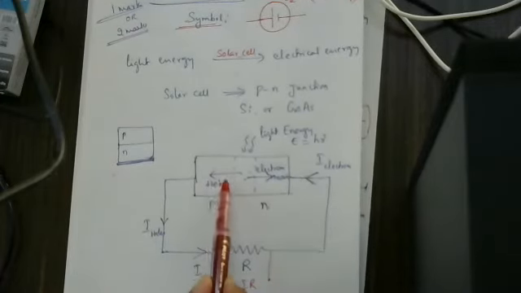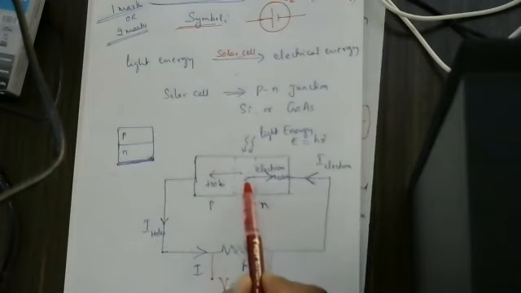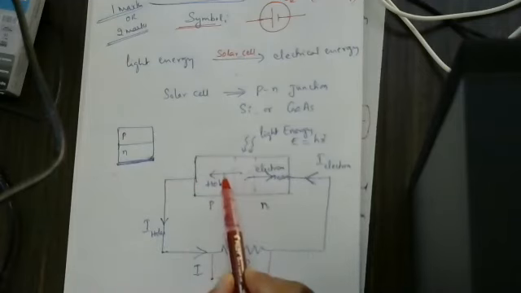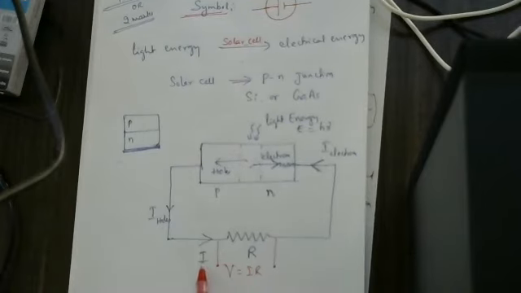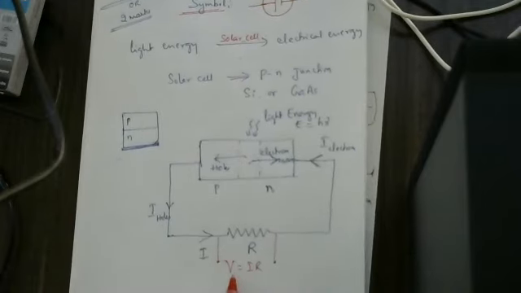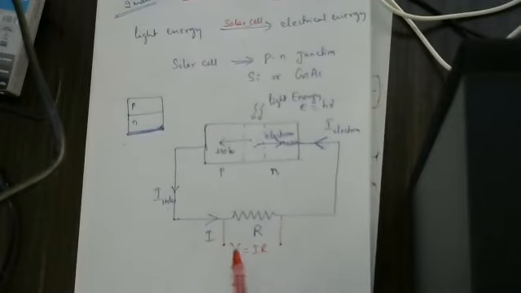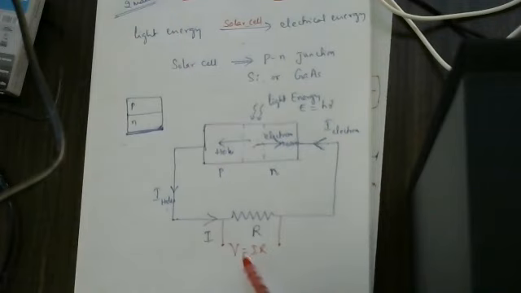Holes are moving like this, so hole current is present. Electrons are moving like this, so electron current is present. They are added up as a total current. The current into resistance is the voltage, therefore you get a voltage across this resistor. This voltage we can use for our convenience, wherever we want. This is the concept.